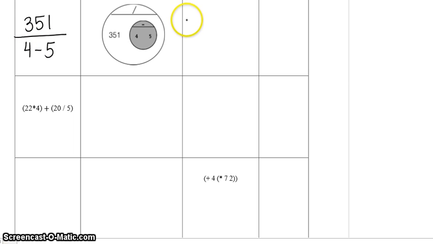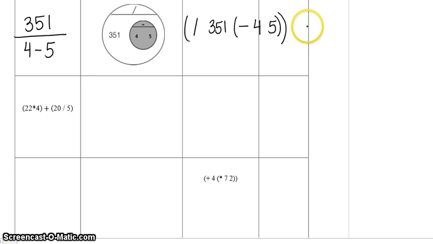Written in code, we need to begin with a set of parentheses. Division is the main function. 351 is the first input. And our second input is an inner circle of evaluation. So remember, that requires its own set of parentheses. So open parentheses, subtraction is the function, 4 and 5 are our inputs. Close the parentheses for the 4 minus 5, but then close the parentheses for that whole line of code. So we do see a double set of end parentheses here.